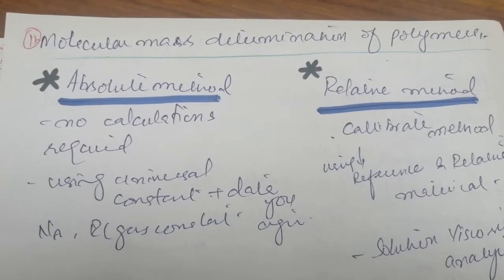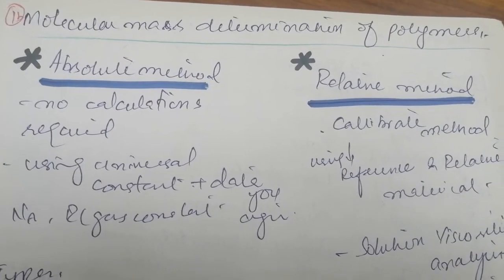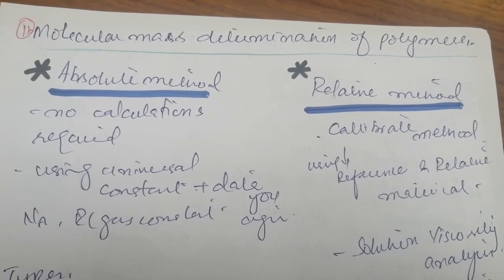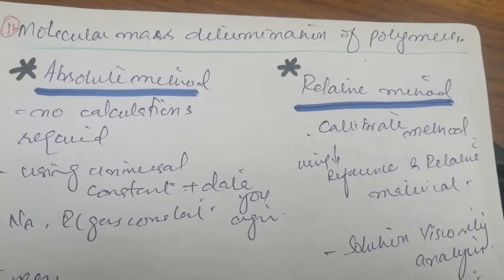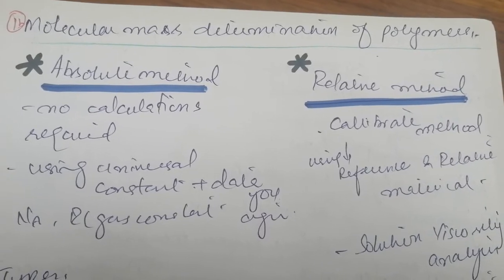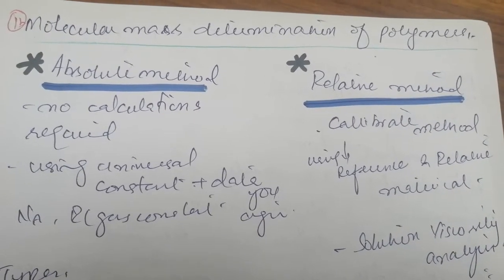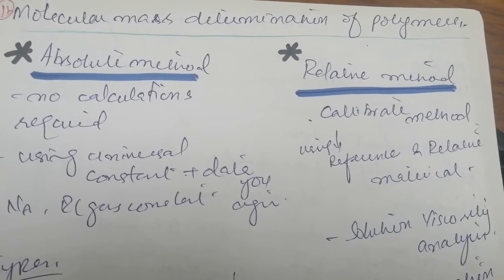Hello everyone. It's the continuation of the previous lecture about the molar mass determination of polymers, right? There are two ways to determine the molar mass. There are two methods, two different types of methods. Number one method is the absolute method, and another one is the relative method.